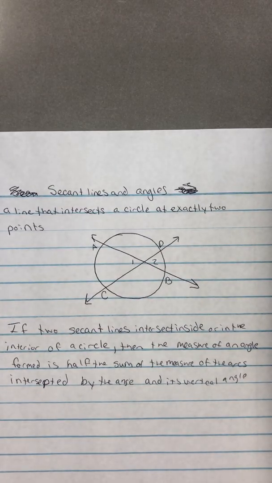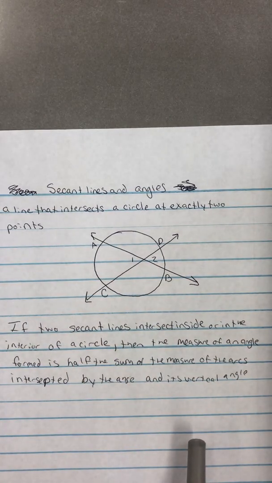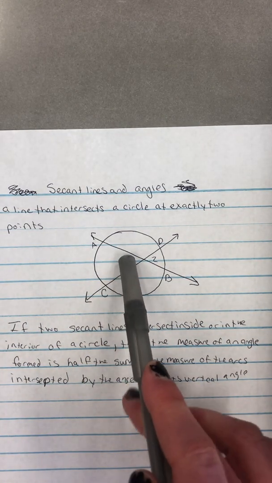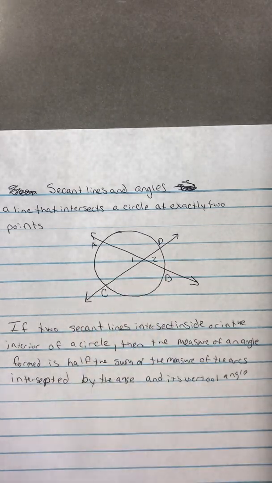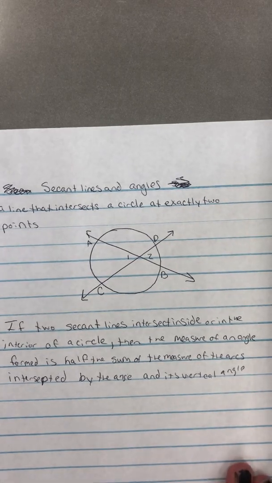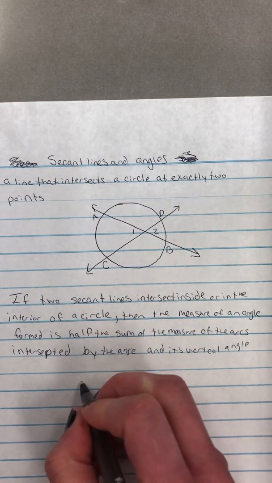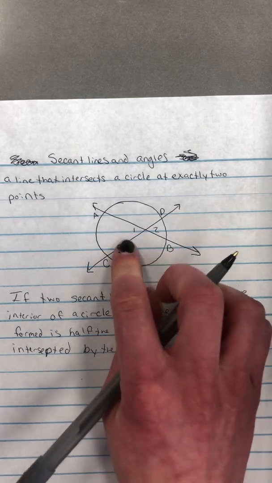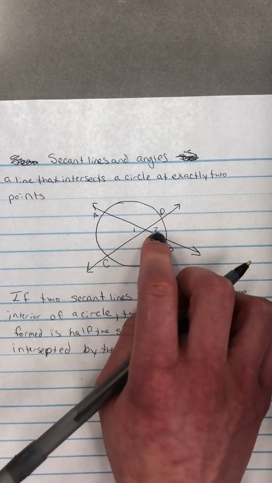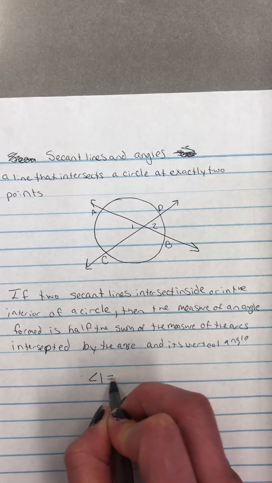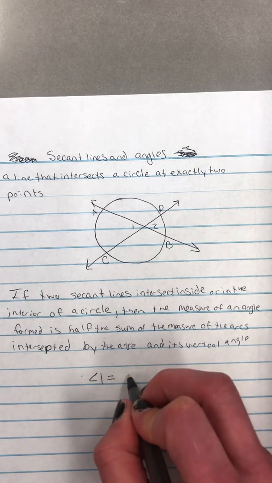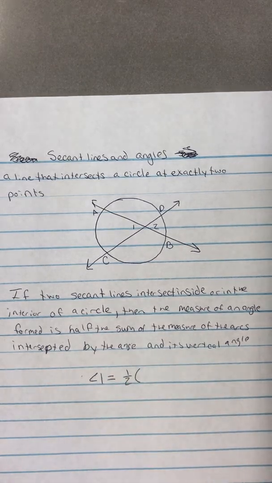That's a lot of information to throw at you right here, isn't it? That if 2 secant lines intersect, this angle is equal to half the sum of the 2 arcs. The 2 arcs added together. What do I mean by that? Well, let's look at angle 1 and angle 2. We know angle 1 and angle 2 are vertical angles, so they have to be congruent. We're going to set it up as angle 1 is equal to 1/2 the sum of the 2 arcs.